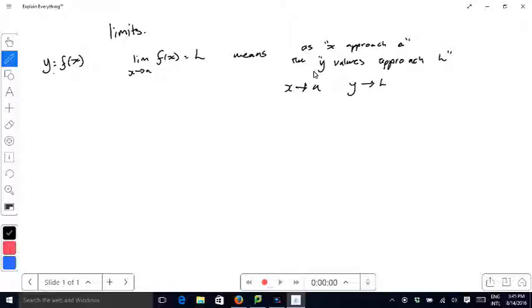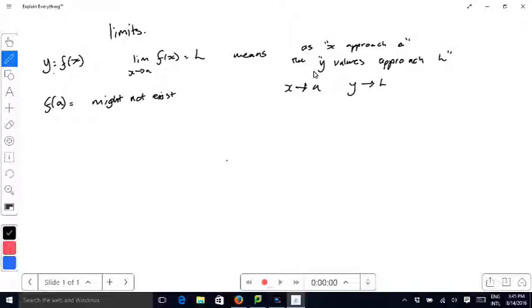A limit is only concerned with the behavior of a function as it approaches a particular point and not with its behavior at the point. So we're concerned with what happens as we approach the point a on the left, and as we approach the point a on the right, but not particularly the point at a itself. f of a might not even exist. We're interested in what happens just before we get to a.